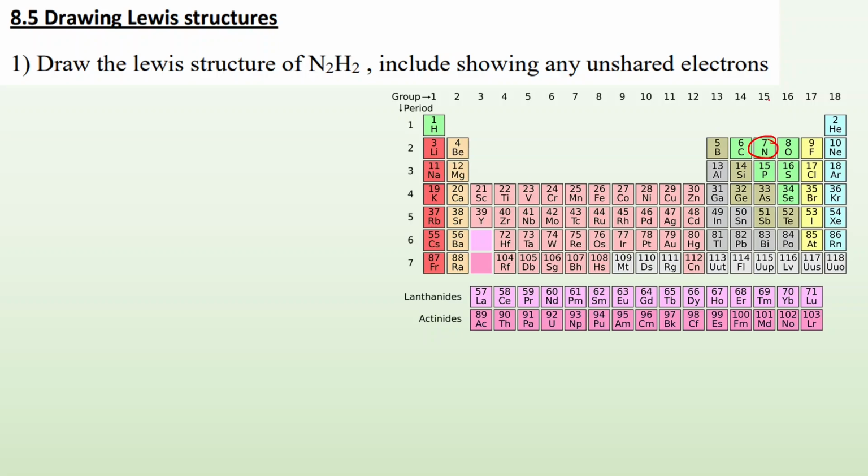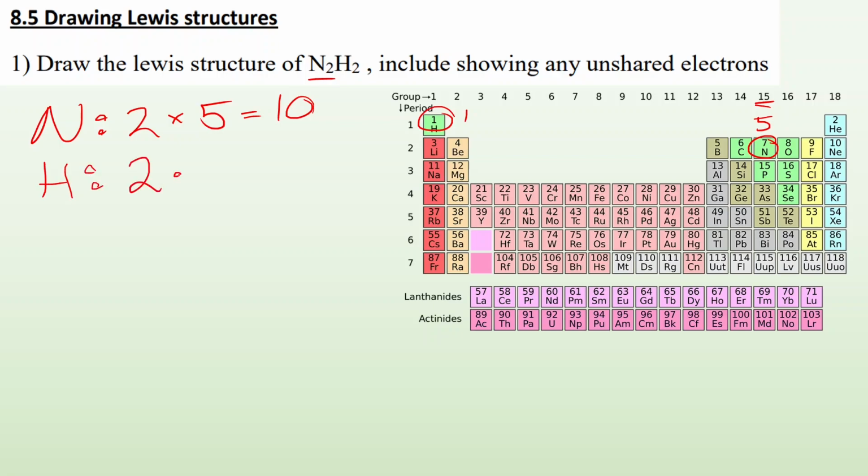So nitrogen, I see, is in group 15. So each nitrogen has 5 valence electrons. Hydrogen, group 1, each one of them has 1. So nitrogen, well, I got 2 of them, each with 5, so I have 10 valence electrons from those 2 nitrogen. Hydrogen, same kind of process, there's 2 of them, each of them only has 1, so I have 2 from hydrogen, which gives me a total of 12 valence electrons.